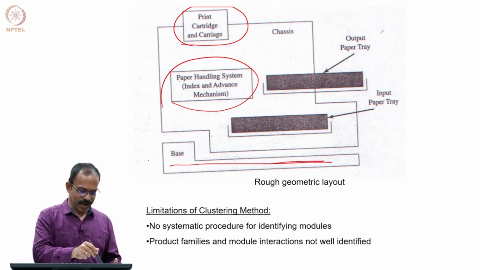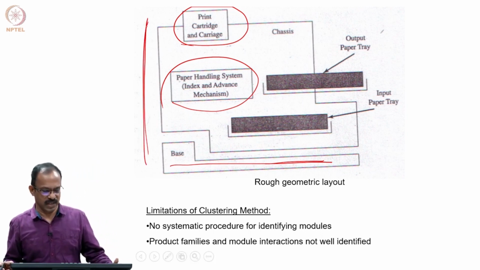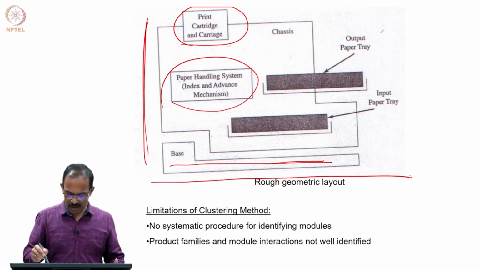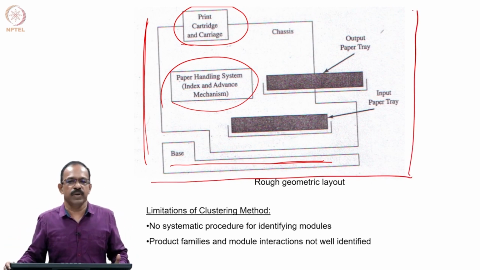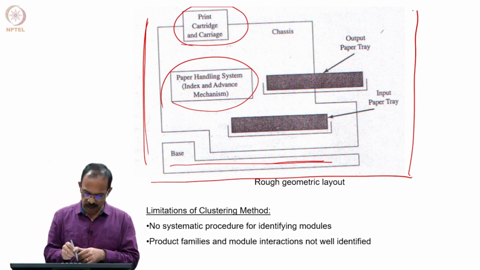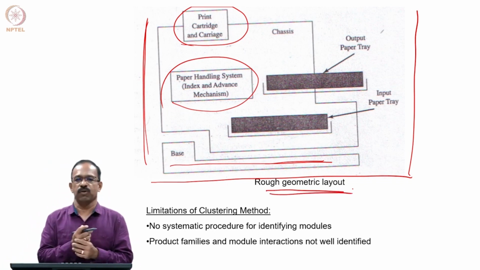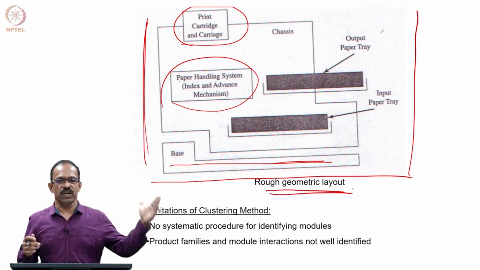So, this is again a very rough geometric layout, we can say. This is for the designer to understand how it can be assembled or how it can be organized within the product. So, you have a rough geometric layout of the product. So, this is the way how we actually move from.